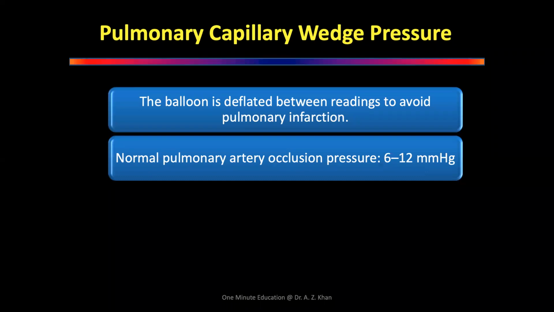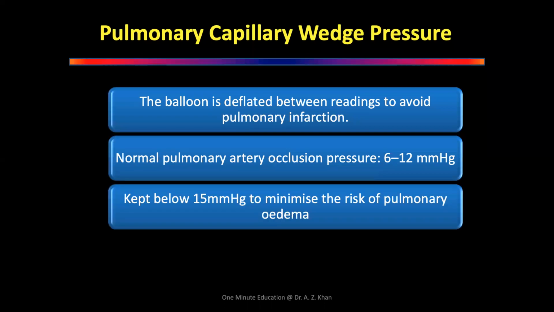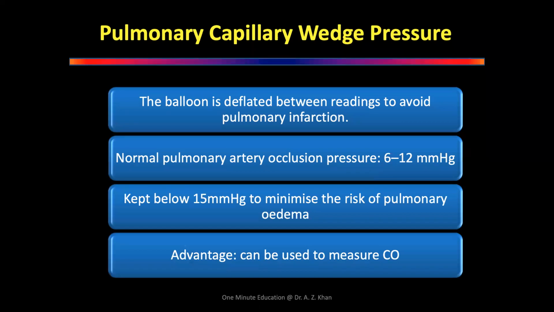Normal pulmonary artery occlusion pressure is 6 to 12 millimeters of mercury. You keep it below 15 millimeters of mercury because you want to reduce the risk of pulmonary edema. And the main advantage of a Swan Ganz is you use it to measure cardiac output and cardiac index.